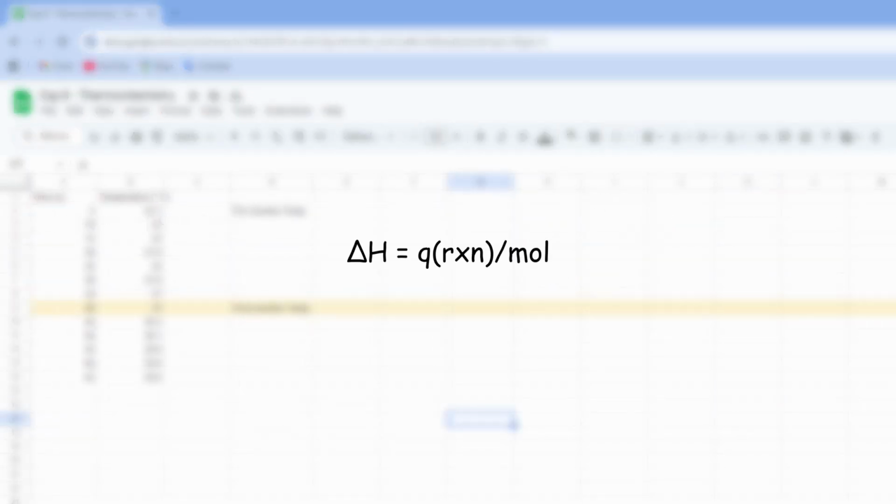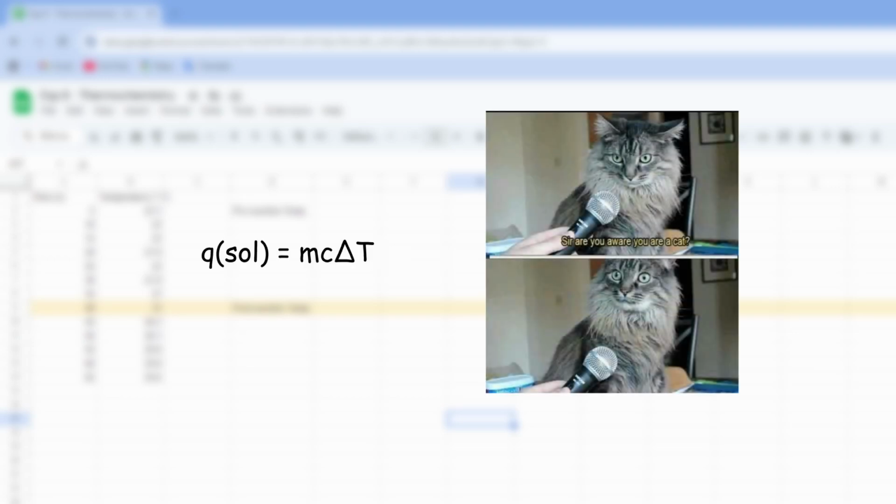Remember, to find molar enthalpy, we will first need to find the heat of the reaction. To find the heat of the reaction, we need to know the heat of the solution after the reaction, as heat of solution equals negative heat of reaction. And lastly, heat, or Q, is equal to mass times specific heat times change in temperature. I like to remember this equation by calling it Q equals MCAT.